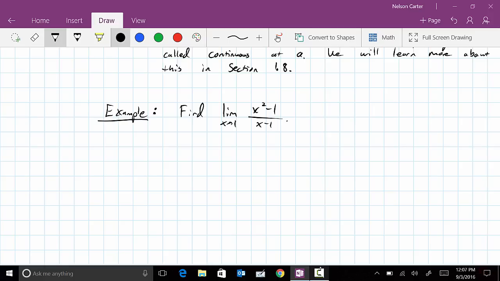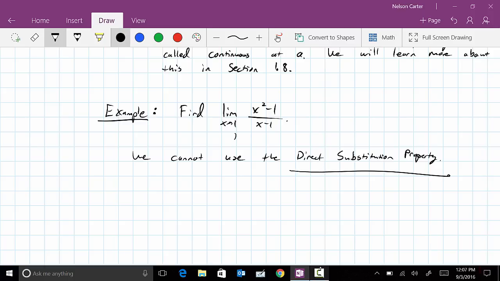So, in your text, they have an important thing telling you, you cannot use the direct substitution property. Why? Because we told you that you can only use the direct substitution property when this value is in the domain of this function. Well, if we look here, 1 is not in the domain of this function, so that's why we cannot use the direct substitution property.